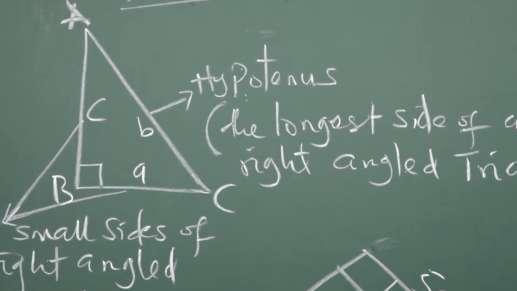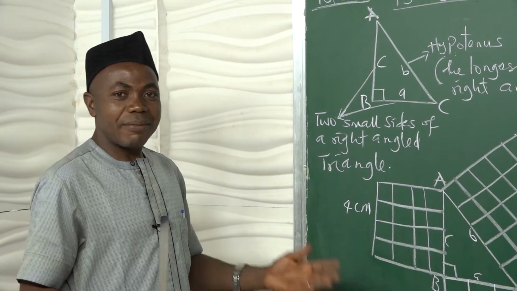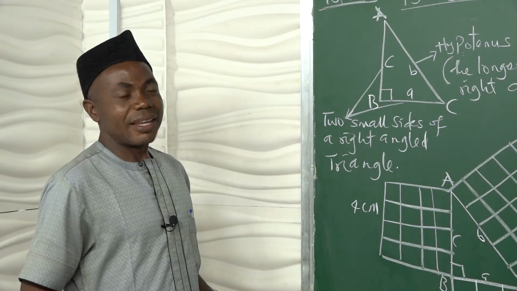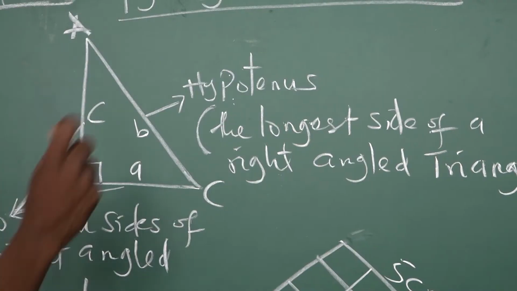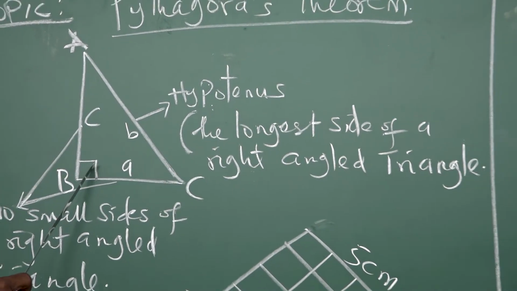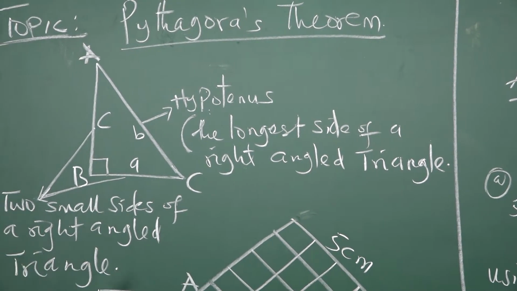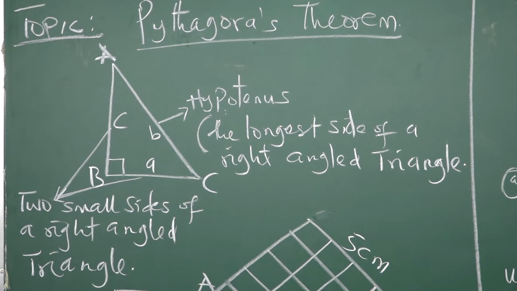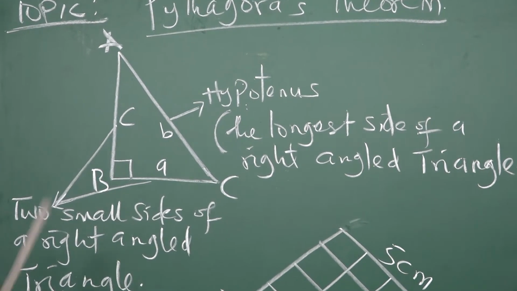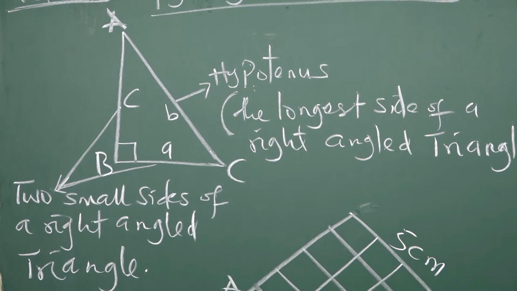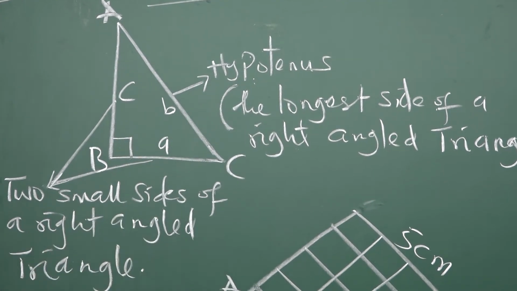Remember, we have many triangles. We have the isosceles, we have the equilateral, we have the scalene. But this theorem was developed using the right-angled triangle. These other sides are called the two small sides. Maybe in another topic, I will give them names. But for now, we'll describe just one, the hypotenuse, the longest side.